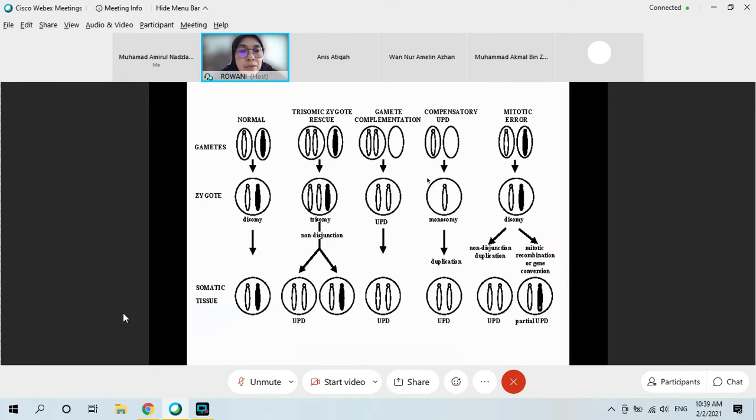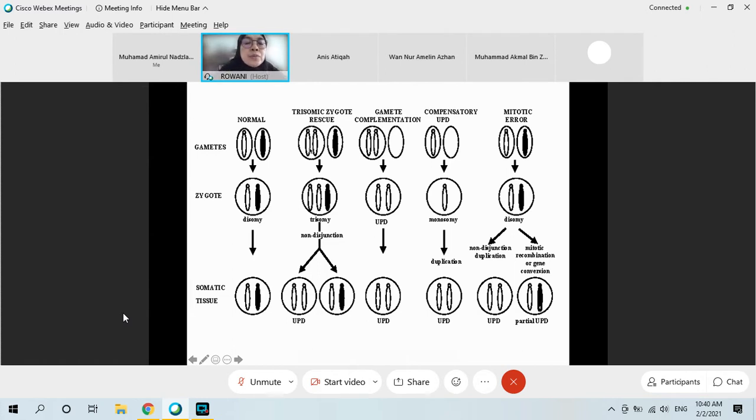So there are various theories. Look at the first example. This is the normal situation. Say that the white gamete is the ovum and the black gamete is the sperm. So during fertilization, a zygote is formed containing diploid DNA, with both the mother's and father's chromosomes.